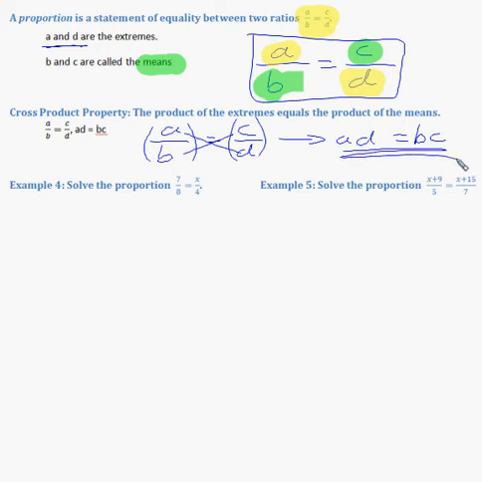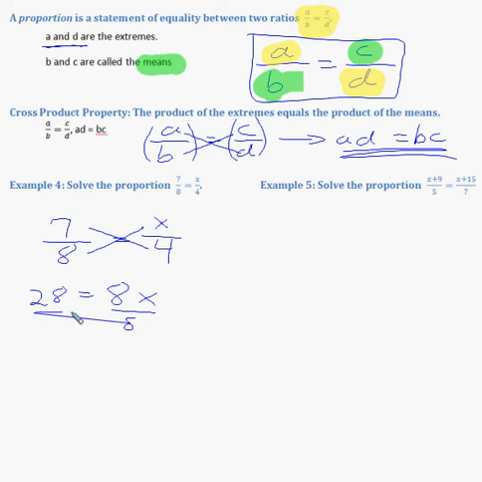So an example 4, it says solve the proportion 7/8 equals x over 4. And with what we just learned, we can use this cross product property. We have 7 times 4 is 28 equals 8x. And that should be a nice simple equation to solve. We can divide both sides by 8. We can do some reducing here. 4 goes into 8 twice, and 4 goes into 28 7 times. So we have 7/2 or 3.5. Either way is fine.